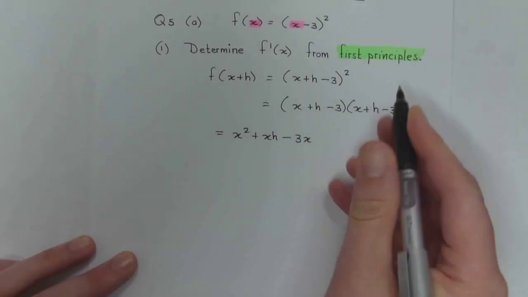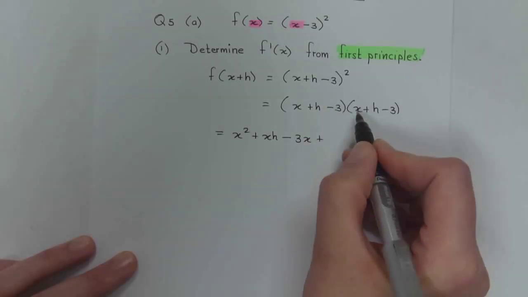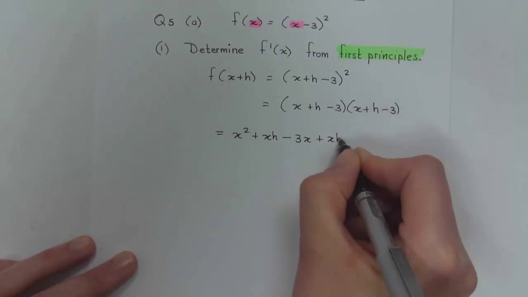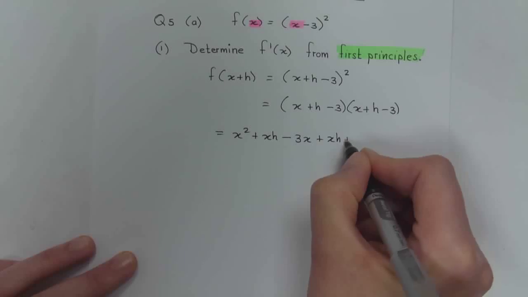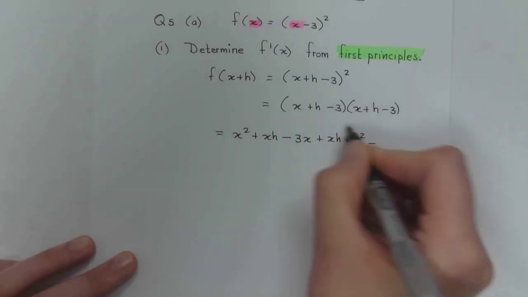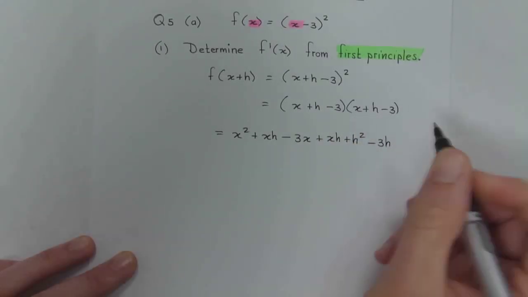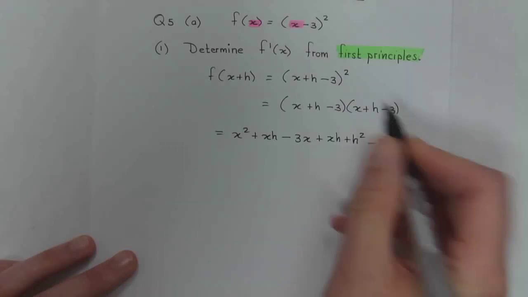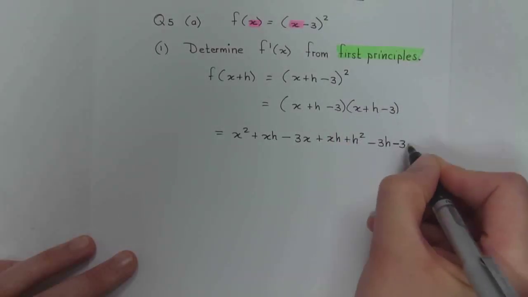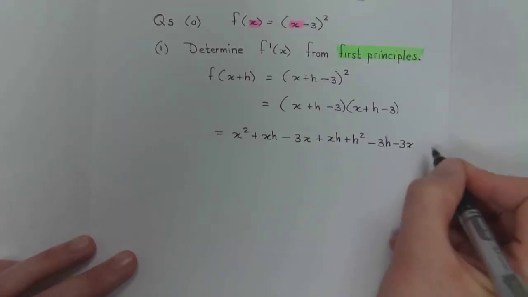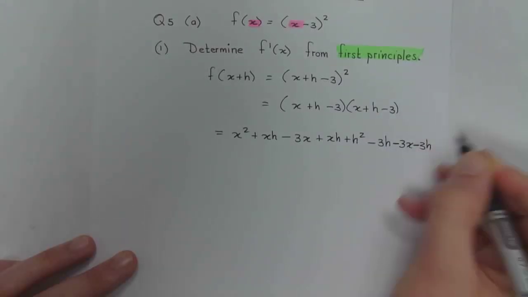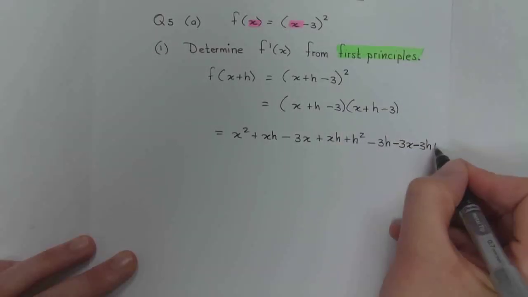Now here come the next 3 products. So that's h times x, so xh, plus h squared, minus 3h. And then the last 3 products is minus 3 times x, so it's minus 3x, and then minus 3 times h, so minus 3h, and then finally minus 3 times minus 3, which is plus 9.